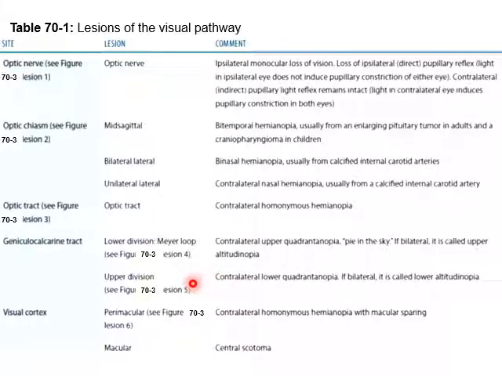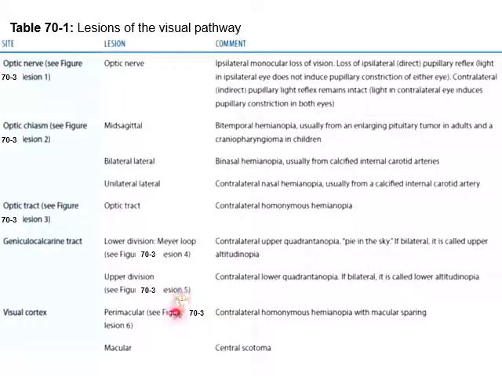If you damage the upper division, which is running in the parietal lobe, it will cause a contralateral lower quadrantanopia, as I have seen in the previous slide. If that contralateral lower quadrantanopia is affecting both sides, it is called lower altitudinopia.